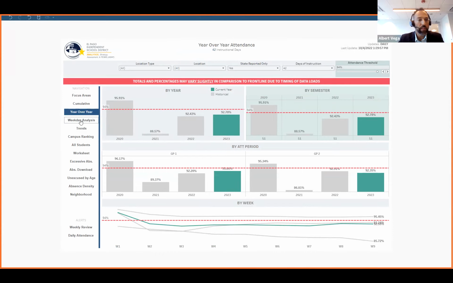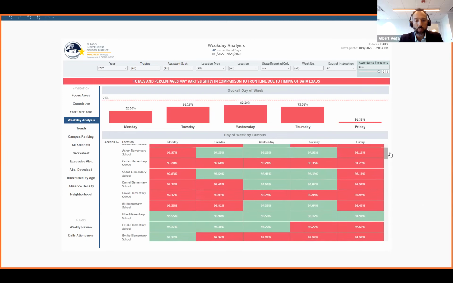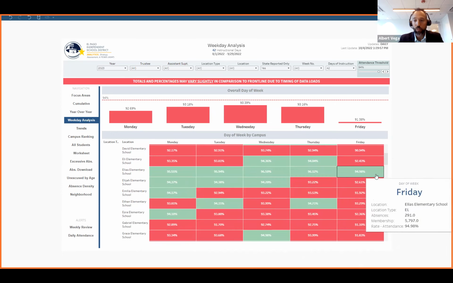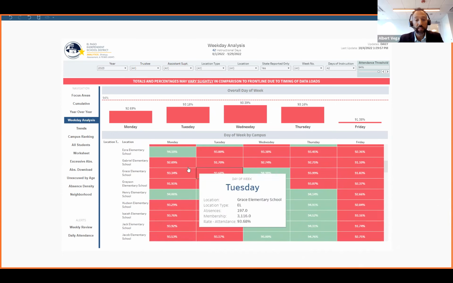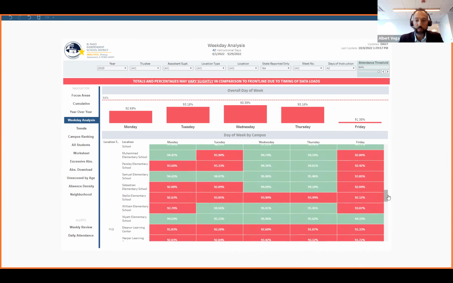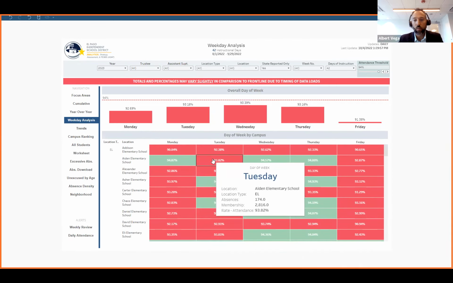The next page that we have is our weekday analysis. So this one allows us to see which day really is impacted by attendance. As always, Friday is usually the huge indicator, but now what we've done is we've narrowed it down by campus. So you can scroll down here and you can easily identify which campuses have made the 94% threshold by year, and you can easily identify those that haven't by looking at the ones that are in red. So this is a nice little feature for district users. Campuses can use it as well, but it just gives you a really good idea what days you can target.